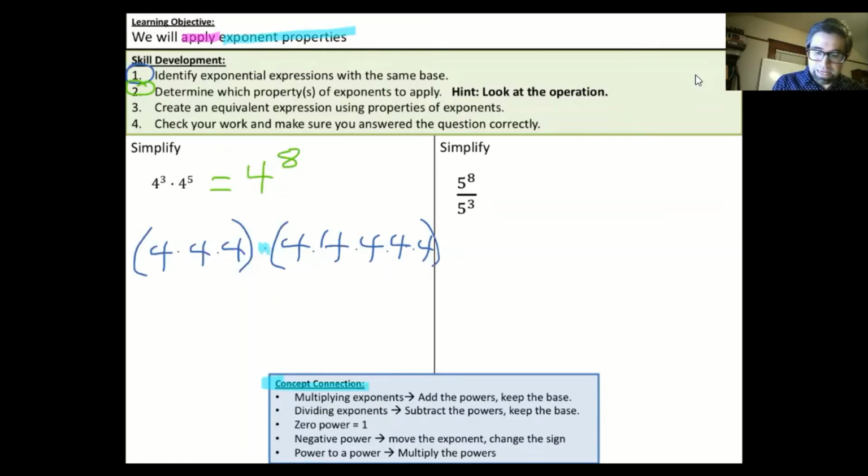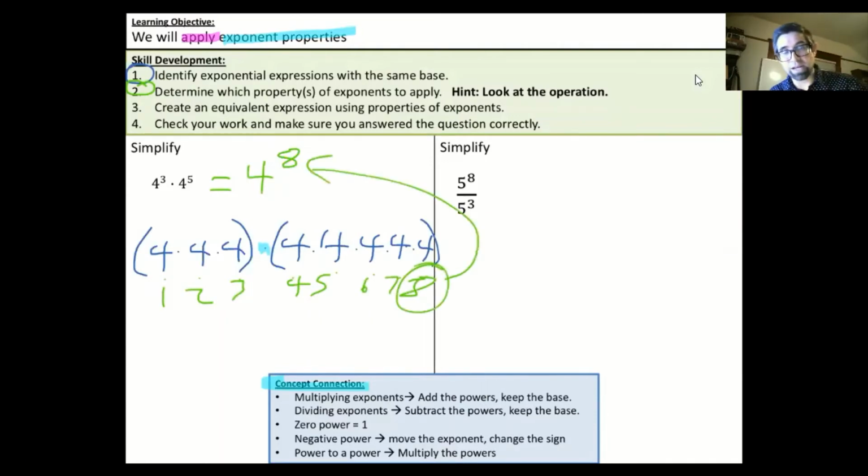That simply means how many 4s do I have altogether being multiplied? Well, I can just add them up. How many 4s are there altogether? 1, 2, 3, 4, 5, 6, 7, 8. That is why I'm allowed to add the powers. If I expand it out, I will see that I have 8 4s being multiplied because there's 8 of these. 1, 2, 3, 4, 5, 6, 7, 8 of them. I know to change that power to 8.